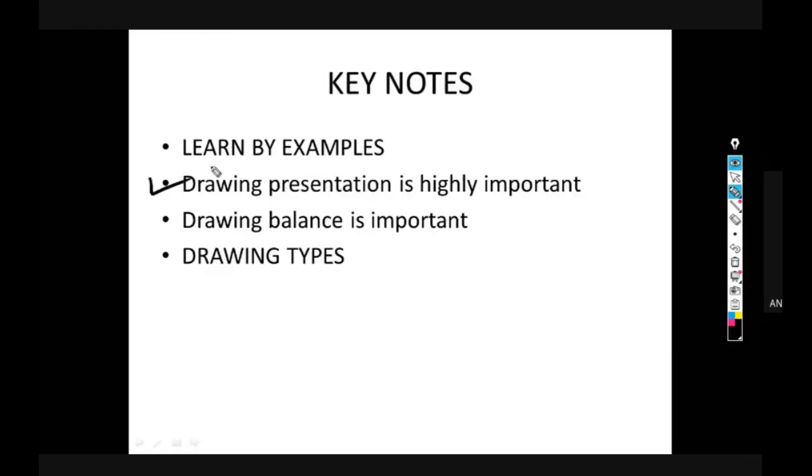Drawing presentation is very important. Definitely, as I said, if you draw this like this and 4 by 4, it's not a good presentation. If I say there is a vertical line like this, is it really a good presentation? Is it a vertical line? It's not a good presentation, right? So the drawing should look visually correct. So presentation is very important.